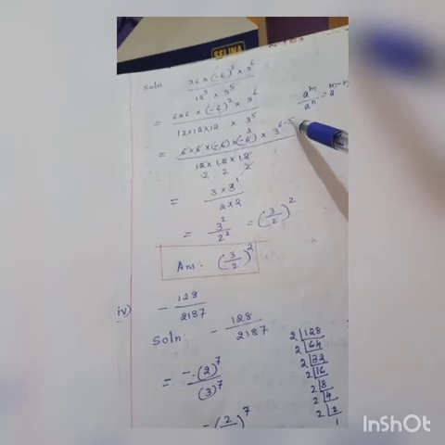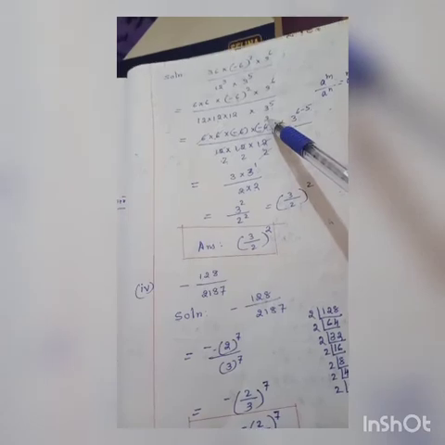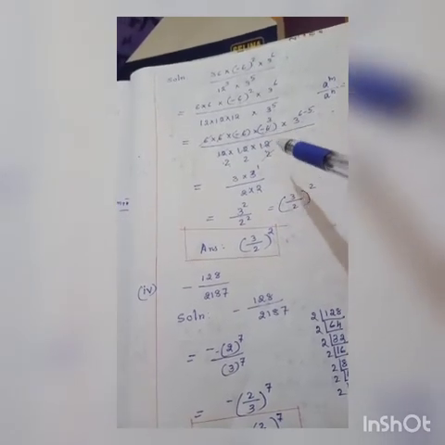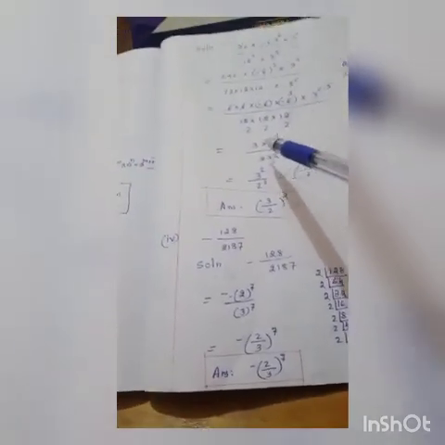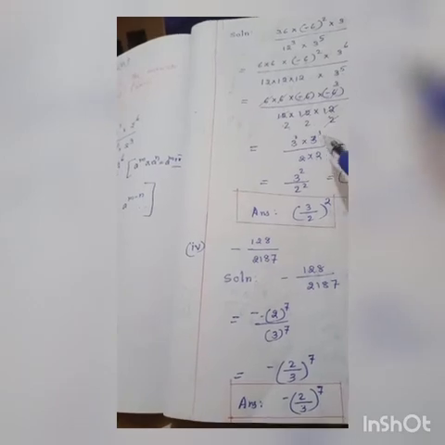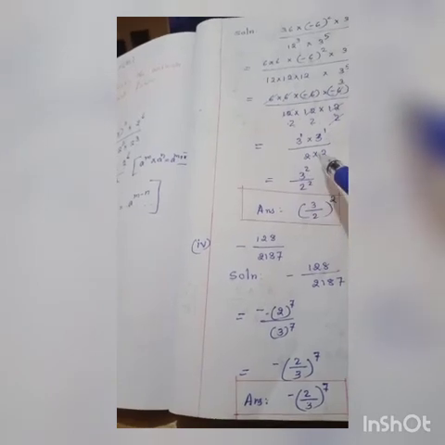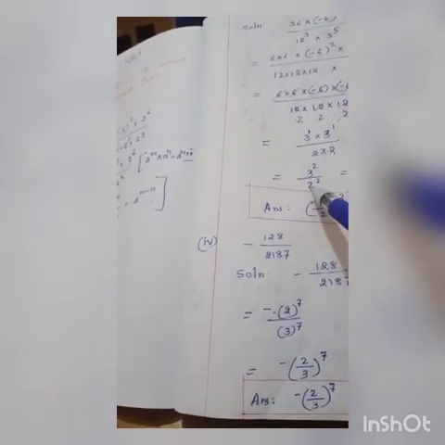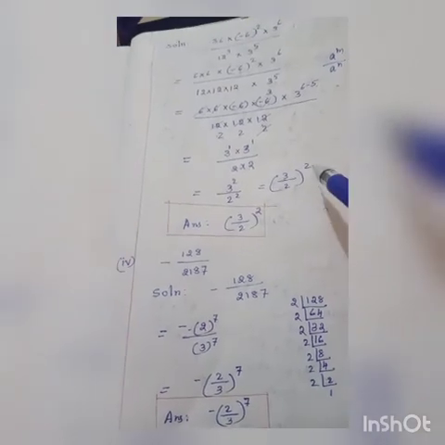3^(6-5) means 6 minus 5 is 1, so 3^1. In the numerator 3 is remaining, the negative sign will be positive, and in the denominator 2 into 2 is remaining. Then again 3 means 3^1. Then 3^1 × 3^1 means same base, exponents are added, so 1 plus 1 is 2, 3^2. In the denominator also 2 into 2 means 2 squared. Taking both the exponents common, equal, that is 2, it equals (3/2)^2.